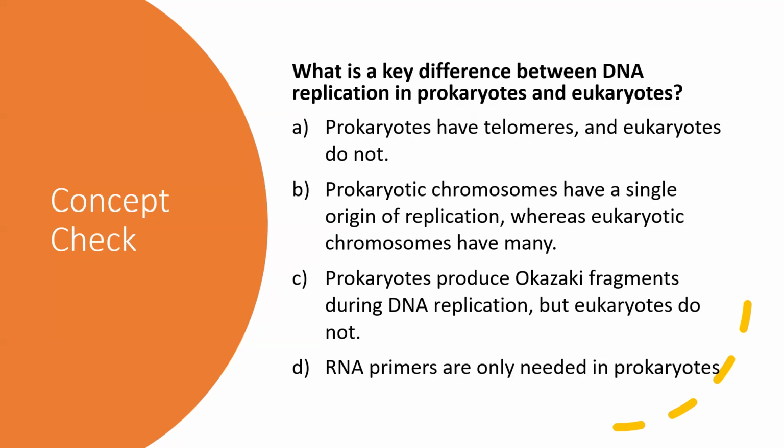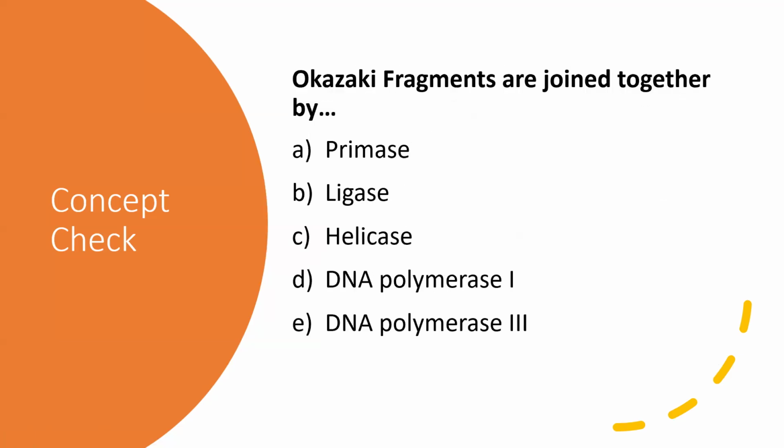Prokaryotes have only a single replication bubble. We have many, because I told you we have billions to copy, right? So it makes sense to open multiple bubbles and do it simultaneously. A lot of people chose A, but that's not true. Prokaryotes do not need telomeres because their DNA is circular. They loop back on themselves. We only need telomeres for linear DNA.